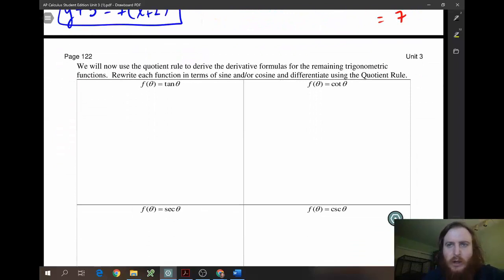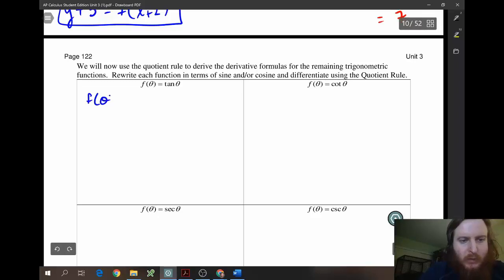So we're actually going to learn, as we do quotient rule, we're going to learn the rest of our trig. And the reason we can learn these is because now that we know this quotient rule, we can rewrite these. So we're going to kind of prove why they work, but at the end of the day, we're just going to memorize them. So f of theta, right, could rewrite f of theta as tangent of theta. We can rewrite tangent of theta as sine theta divided by cosine theta.